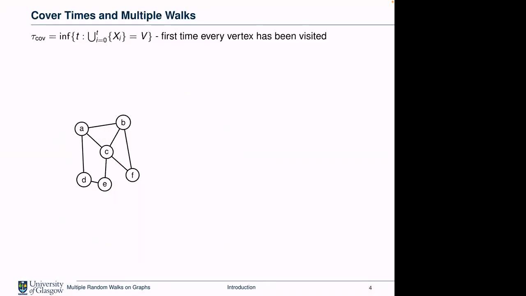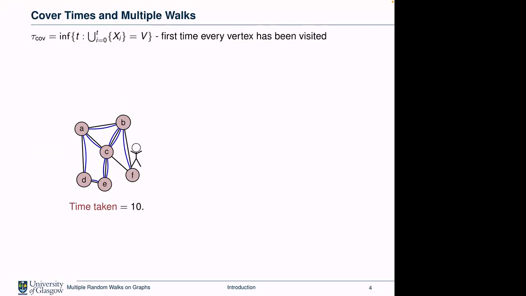So what are we interested in? Well, mostly we're interested in the cover time. So this is the first time at which every vertex of the graph has been visited by our walk. So if we have a little example here, our walk starts at vertex A, goes to B, C, D, or E, back to C. So it's just each step uniformly choosing a neighbor to go to, and we stop the walk when it's visited every vertex of the graph.